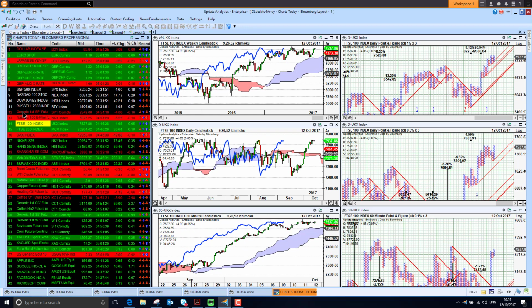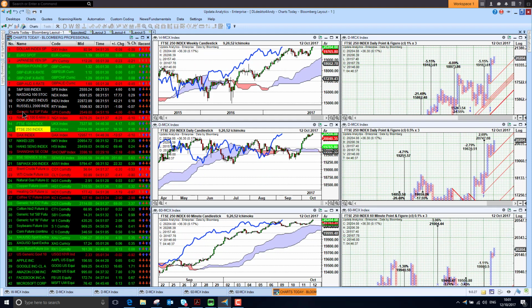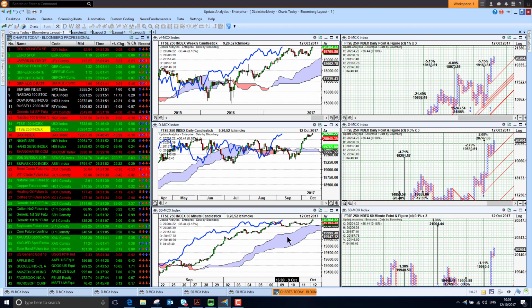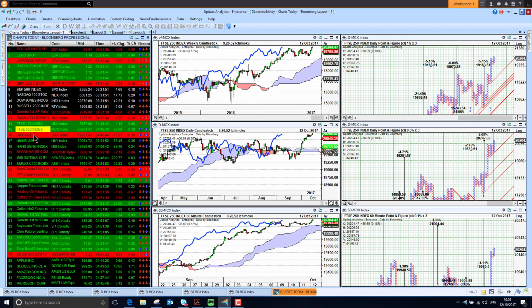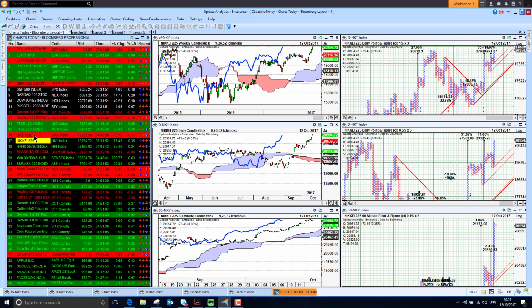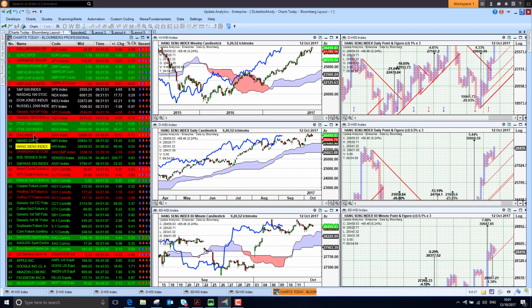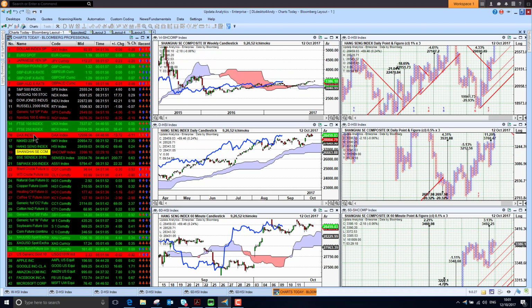FTSE 100 is barely unchanged this morning. We're still bullish on all three time frames, but struggling to make new highs. The FTSE 250 is making new highs and looking quite a lot better and climbing a bit higher this morning. So that's the sweet spot. It's the mid caps in the UK. The DAX is sideways at the moment. The Nikkei 225 is heading higher on that weaker yen, and the Hang Seng is also still holding its strength.